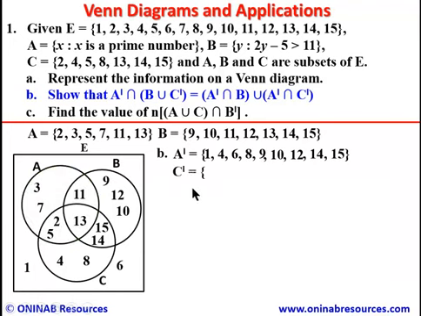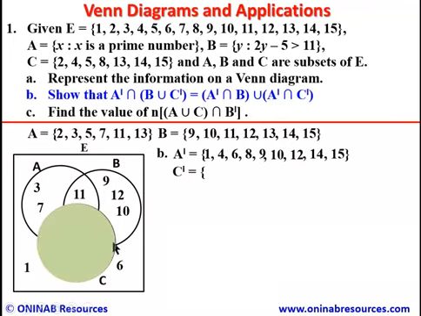Then we go for C prime. C prime also is all those elements outside the circle of C. So we close the C. Whatever we see outside now constitutes the elements of C prime. So we have 1, 3, 6, 7, 9, 10, 11, and 12. So this is C prime.